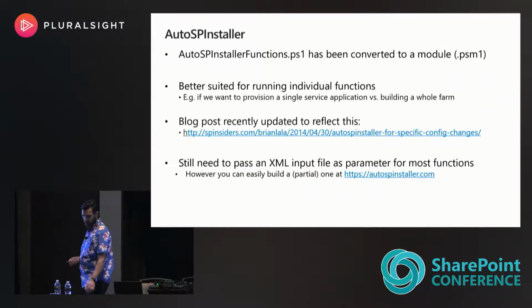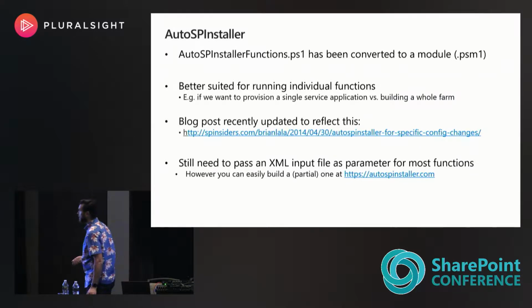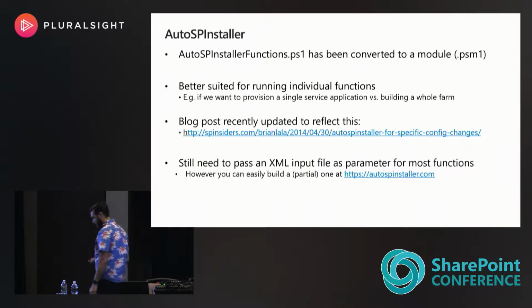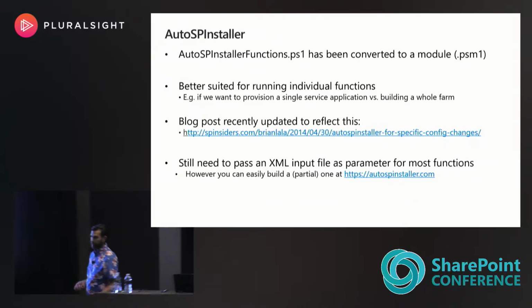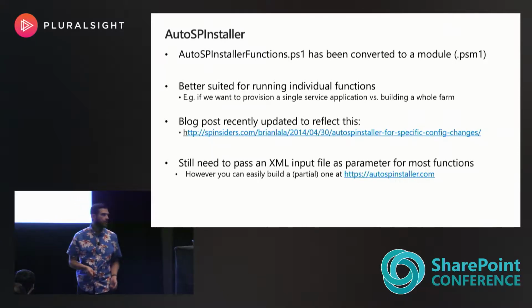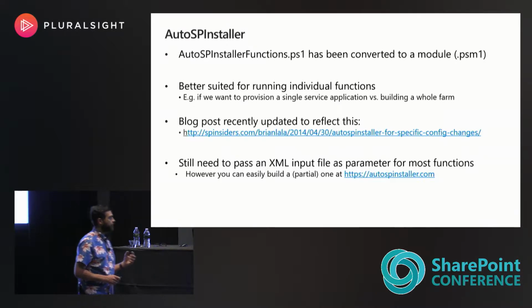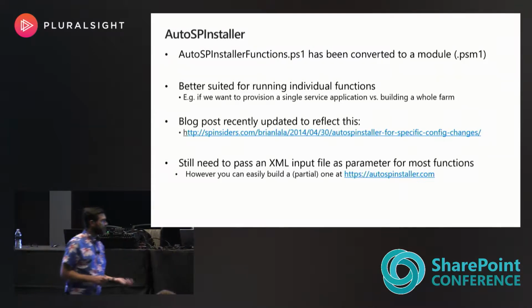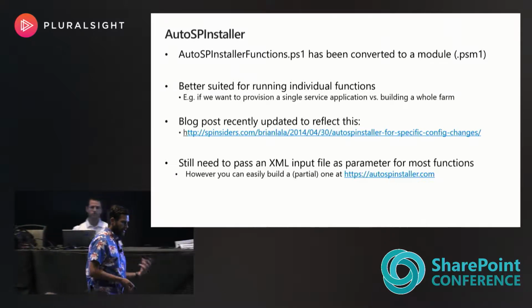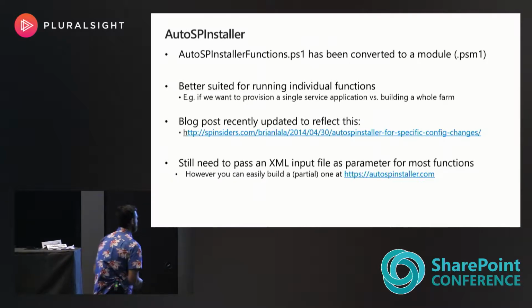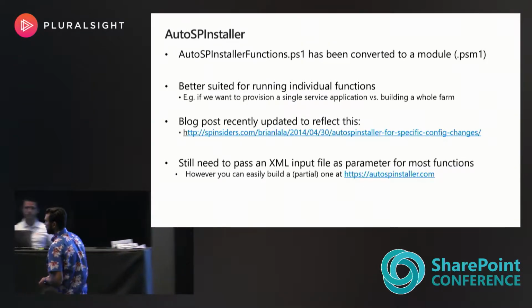So probably the most significant change in AutoSPInstaller recently has been the conversion of a file called AutoSPInstallerFunctions.ps1 to a proper PowerShell module. And folks like Todd Klindt have been bugging me to do that for years, and then finally I found some time and I actually went ahead and did it. So it wasn't a lot of work, but you'll find that it comes in very, very useful for running individual functions. You can still dot-source a PS1 file that contains functions and run it from there, but it seems more natural and really a better approach to do it with a proper PowerShell module.